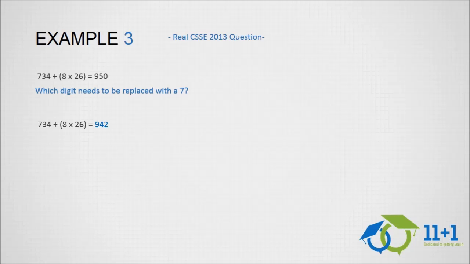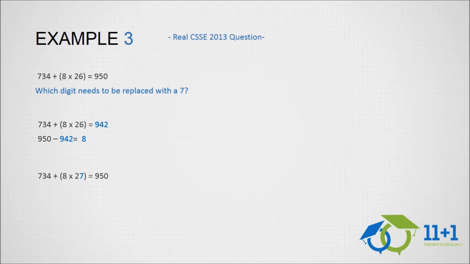Okay, so now we're going to find the difference between 950 and 942. The answer is 8. So this means a number on the left needs to be increased by 8, or a number on the right needs to be reduced by 8 in order to get the right answer. On the right, if we reduce it by 8, there will be 942. That doesn't have a 7 in it. On the left, if we add 8, that wouldn't be correct either.